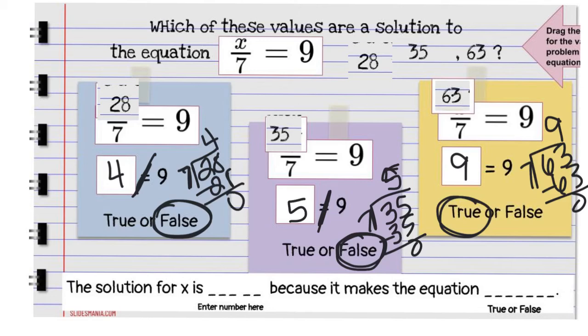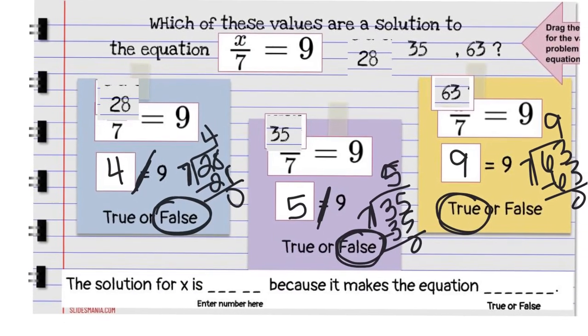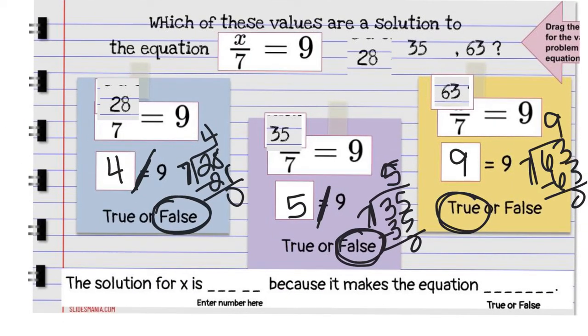So it says the solution for x is, and you're going to type in there, right in there, on your slide. You're going to type in 63. So the solution for x is 63 because it makes the equation true.